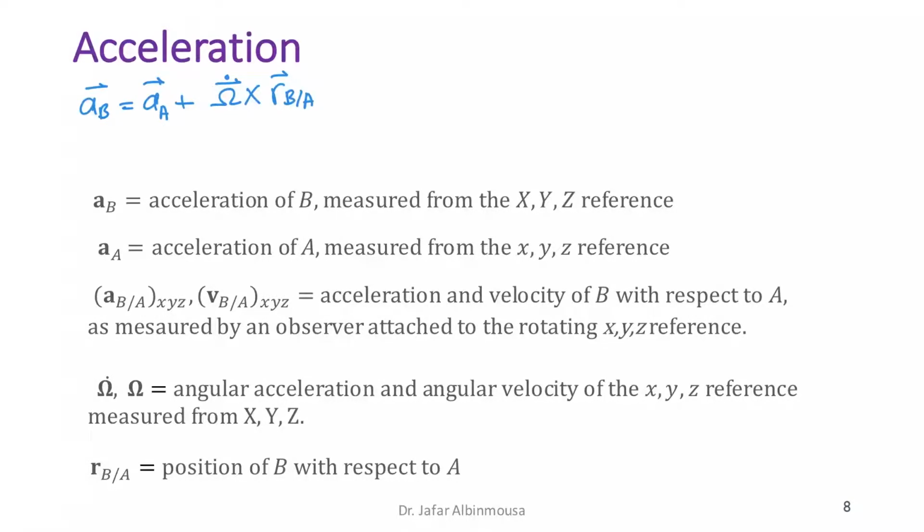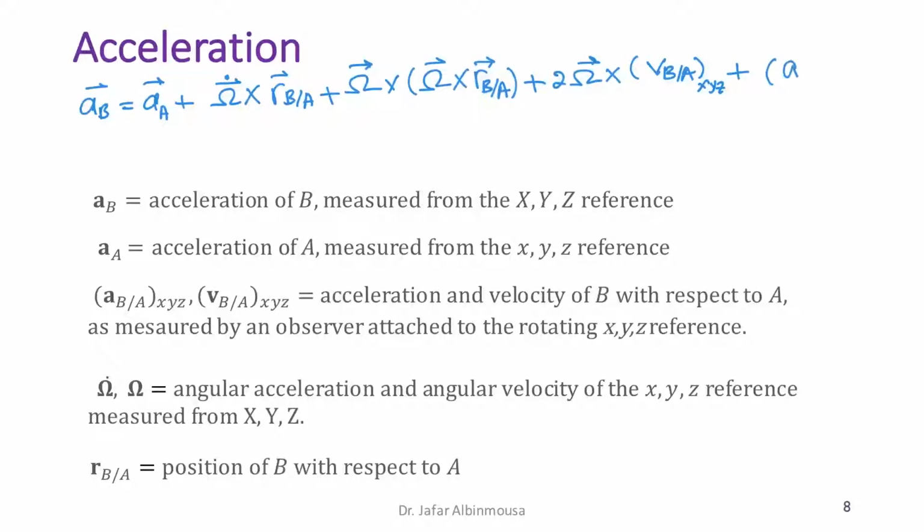RB with respect to A plus omega cross omega cross RB with respect to A plus 2 omega cross VB with respect to A measured from the local coordinate system small x, small y, small z plus, sorry, I forgot, this is a vector, so again we have the acceleration AB with respect to A measured from the local coordinate system small x, small y, small z.